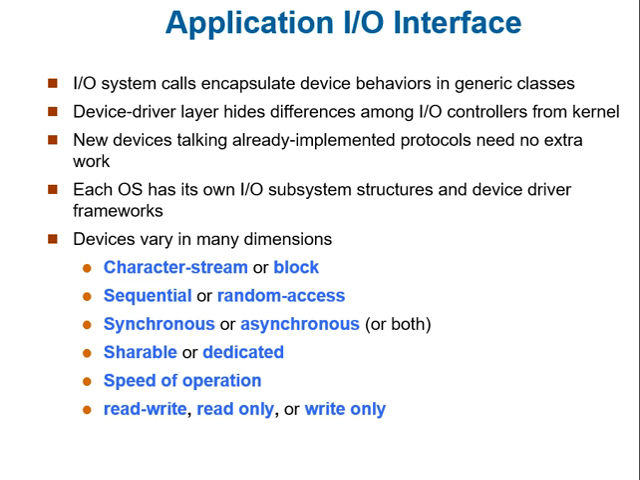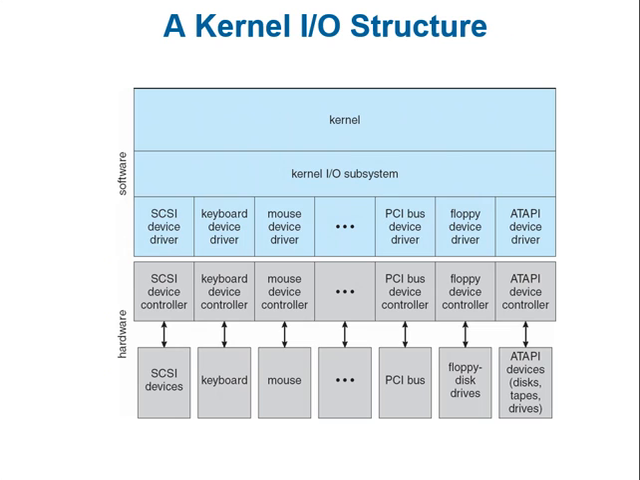Now the difference based on shareable or dedicated. Shareable means the device can be used concurrently by several processes or threads, but a dedicated device cannot, only one by one. Another difference is the speed of operation, because some devices have a range of a few bytes per second, and some have a few gigabytes per second, depending on the requirement of the device itself. Read only or write only is another difference. Some devices perform both input and output, but others support only one data transfer direction.